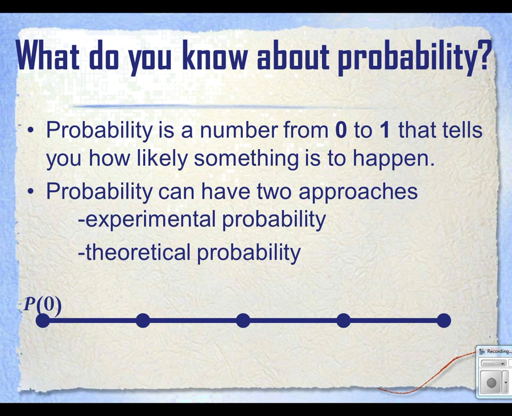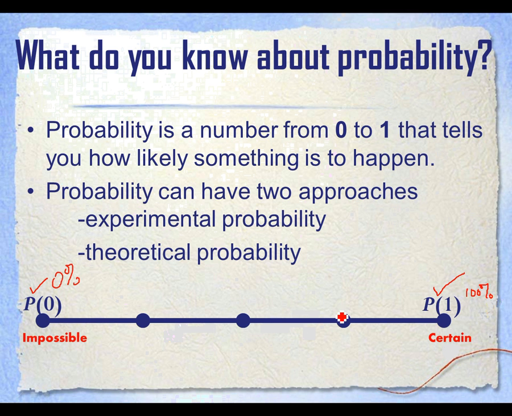Here's a number line, so to speak, of probability and where all probabilities fall between. Right here we have P of 0, which means the probability is 0. It's not going to occur. And then a probability of 1 means that it is certain to occur. It's 100%. This means 0%, and this means 100%. It's absolutely certain. But for the most part, we're going to be dealing with probabilities that fall within this range right here.